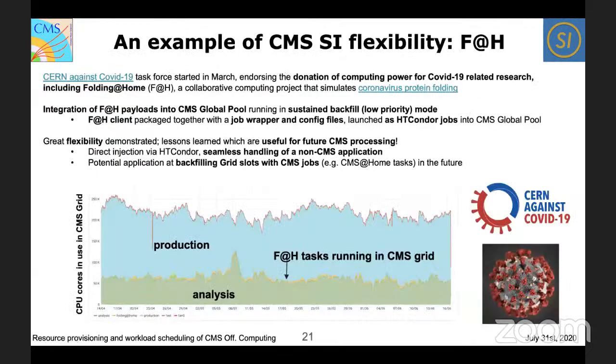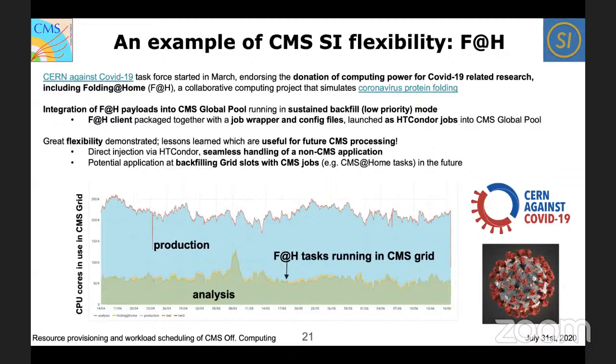Just as an example of the very nice flexibility that we have in our pool, we very quickly were able to integrate Folding@home jobs to run against COVID-19 in our pool. It was a matter of hours, let's say, to wrap the Folding@home element into some wrappers for Condor and submit them directly into the pool.